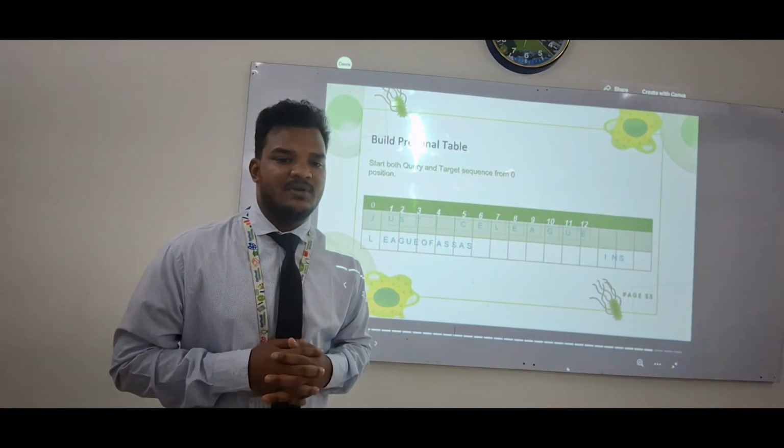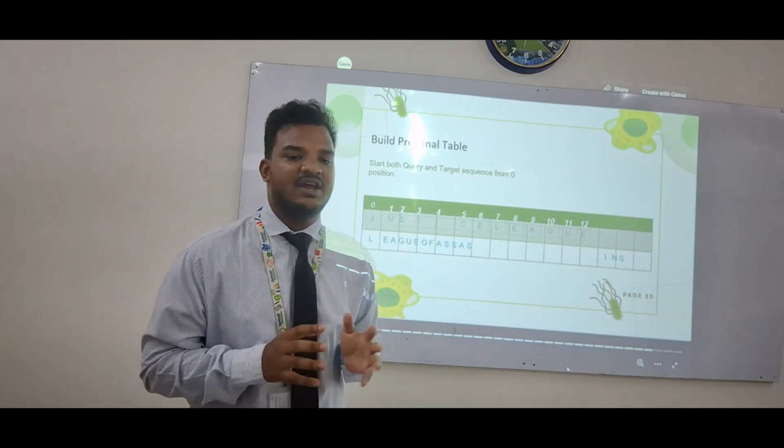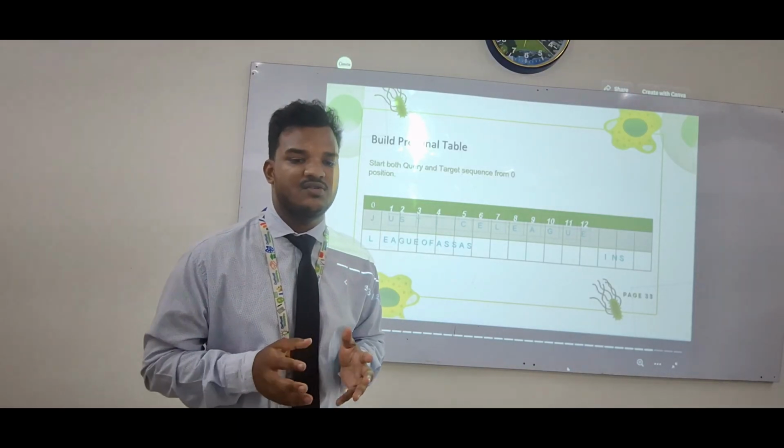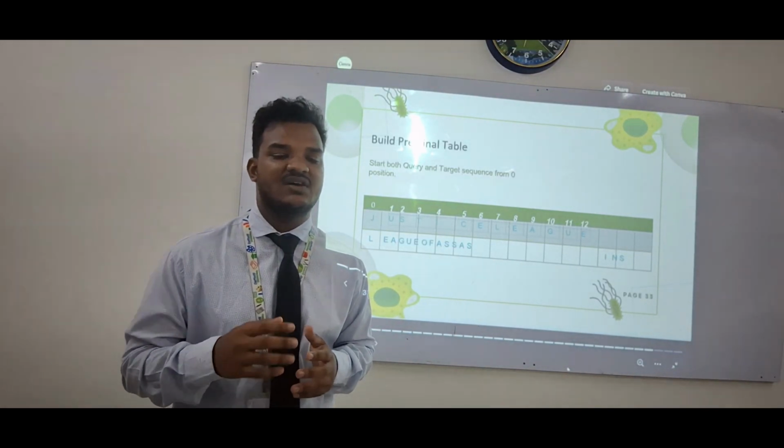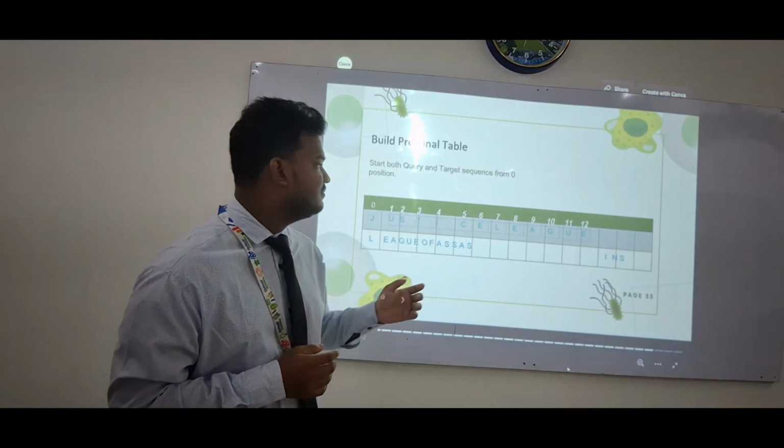In the prefiner table, we initially align both the query sequence and target sequence starting from the position of 0. Now we move on to building the finer table. Next slide please.